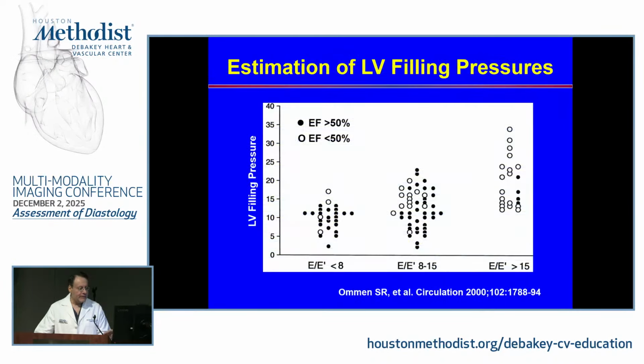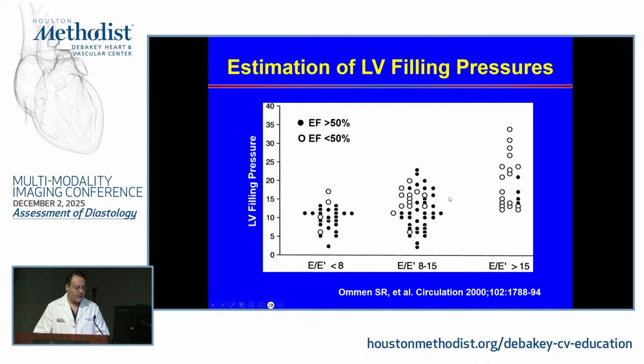Therefore, we can look at the ratio of E to E prime velocity as an index of filling pressure. And this is a large study from the Mayo Clinic where mean LV diastolic pressure, a very close pressure to mean left atrial and mean wedge pressure, was looked at.